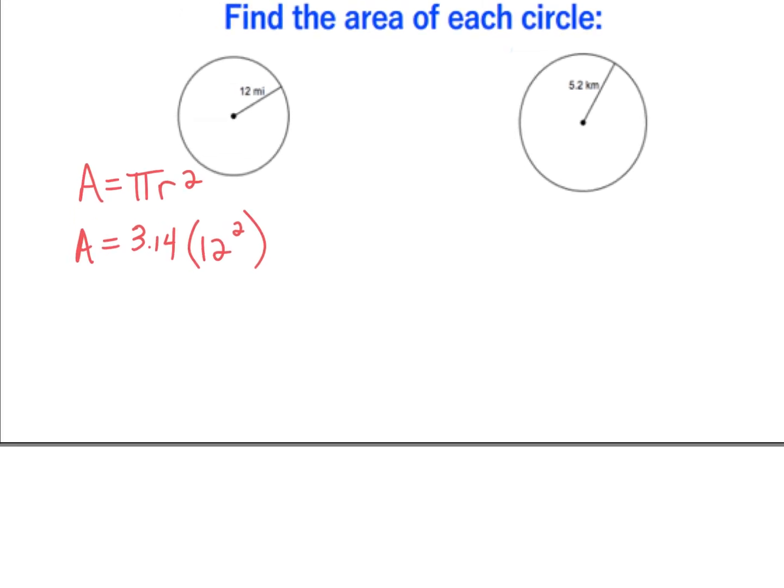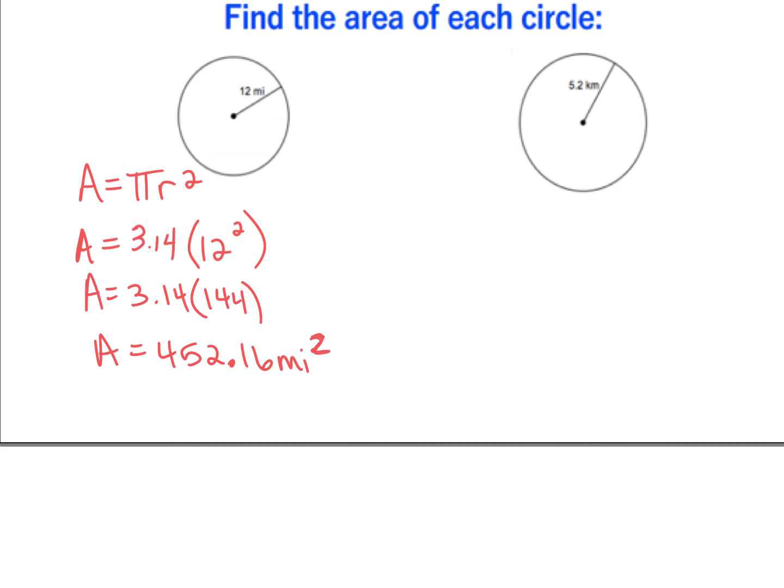All right, so now we're going to solve. And you can do this problem in a couple of ways. When you solve, your calculator is going to do PEMDAS for you. I'm just going to do one of these where I break down the steps for you. PEMDAS tells us to first do parentheses, then exponents. So it would be 3.14 times 12 squared, which is 144. And then 144 times 3.14 will give us 452.16 miles squared.